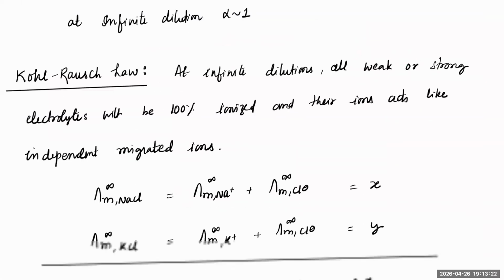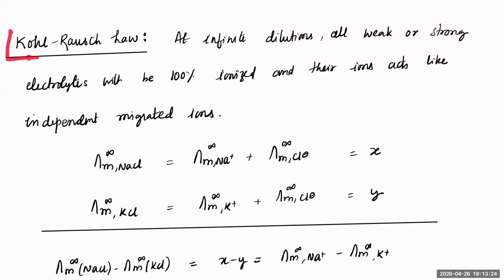Now, let's understand what is Kohlrausch law. According to Kohlrausch law, if you are operating at infinite dilution, all the weak or strong electrolytes will be 100% ionized, isn't it? Because even a weak electrolyte will be 100% ionized. That means alpha value will become equal to 1 when you have it at infinite dilution, that means the highest amount of dilution. Then 100% ionization is observed.